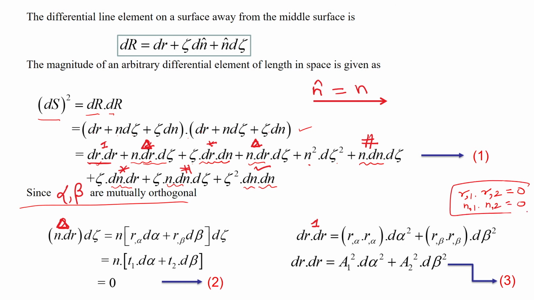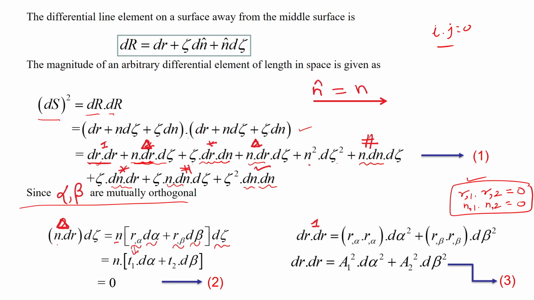So, if it is a mutually orthogonal curvilinear system, then the dot product of two tangent vectors which are not the same is going to be 0. For example, in a rectangular coordinate system, i dot j is going to be 0. Same way here. So, n dot dr d zeta, we are going to do first. What is n? We can write just n, then dr is r comma alpha d alpha plus r comma beta d beta and d zeta.